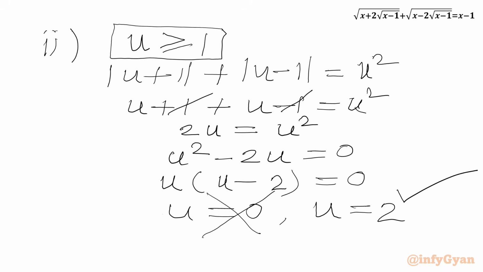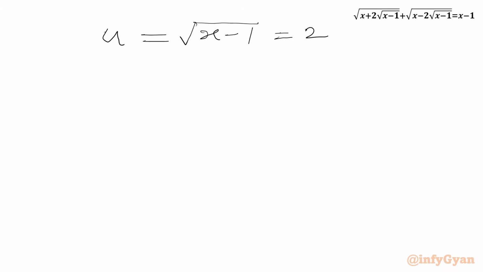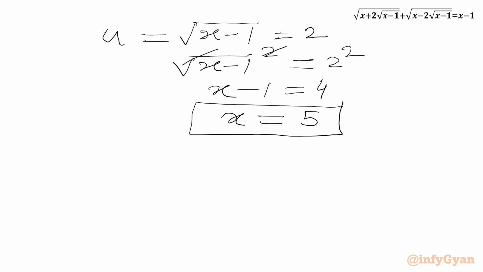Now u is our substitution. So we will write here u equal to square root of x minus 1 equal to 2. Now we will be squaring both sides. So we will write square root of x minus 1 whole square equal to 2 square. Square root and square will be over. We will get x minus 1 equal to 4. x will be equal to 5. So x equal to 5 is the only solution for our radical equation.